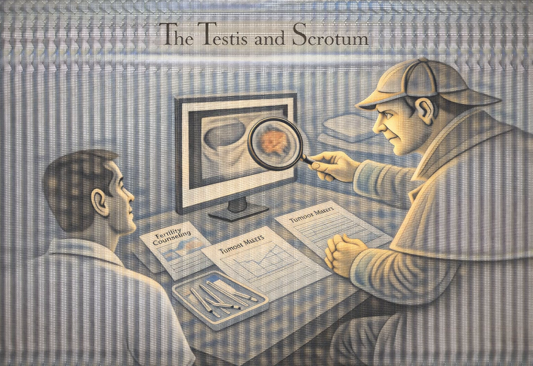Before we leave torsion, are there any lookalikes? Things that can mimic it but aren't quite as dangerous? Yes, the main one is something called torsion of a testicular appendage, specifically the hydatid of Morgagni. This is a tiny vestigial remnant, like a little teardrop of tissue that sits on the top of the testis.